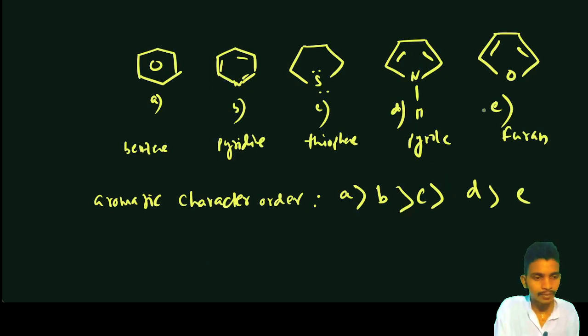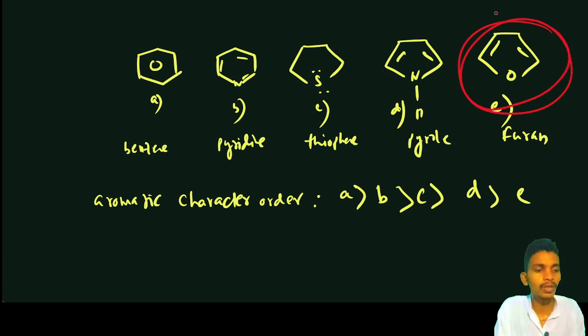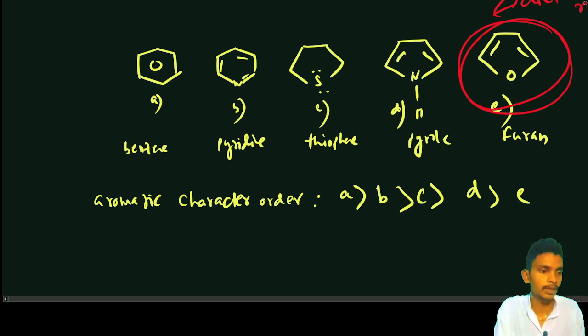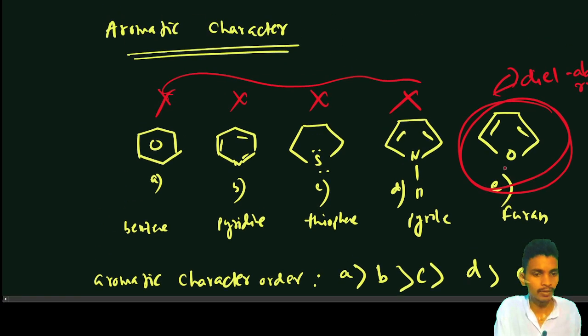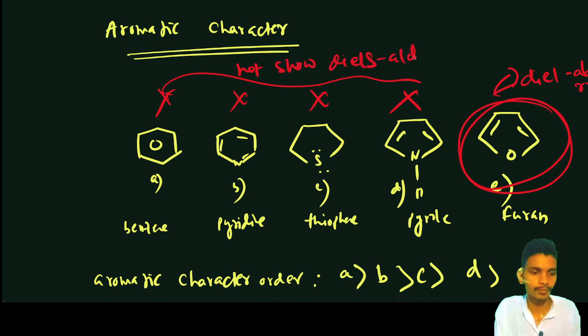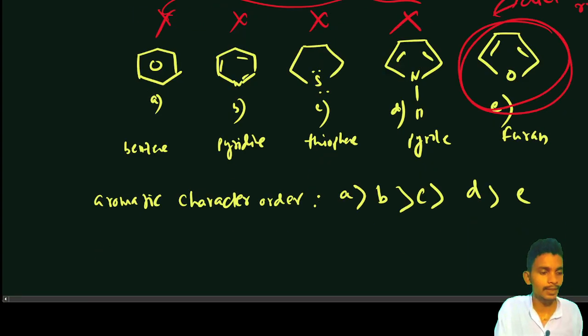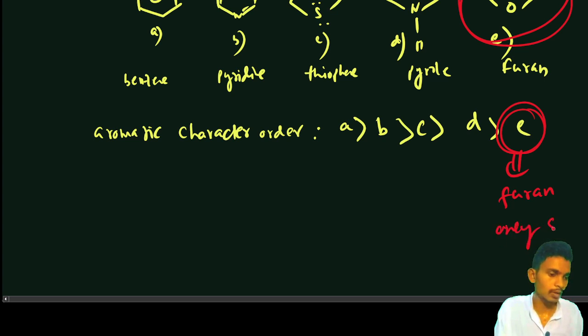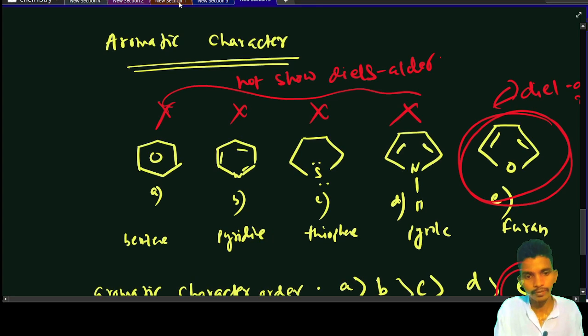So what is found is that only this furan will go to the Diels Alder reactions. The others will not show Diels Alder reactions. So only that furan will show Diels Alder reactions. Okay, because its aromatic character is less, so this furan only shows Diels Alder reactions. Okay, so the same thing here.